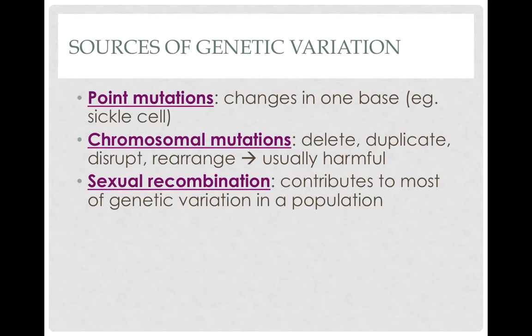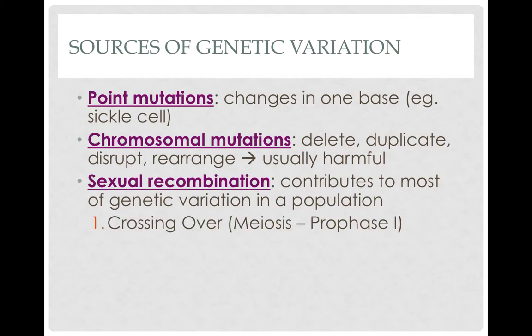There's also sexual recombination. This is what contributes to most of the variation within a population because it happens every time an egg and a sperm meet. It has to do with crossing over and the recombination of genes that cause things to be very different. It's the reason why even siblings don't look exactly the same, because the recombination of the parents' genes causes them to be very different and for genetic variation to arise.